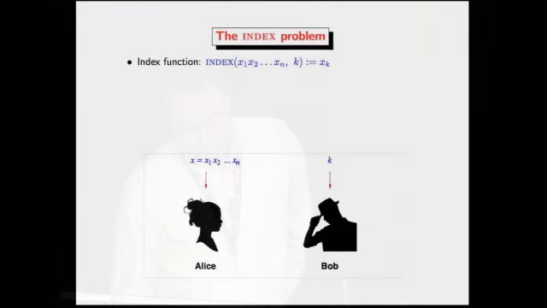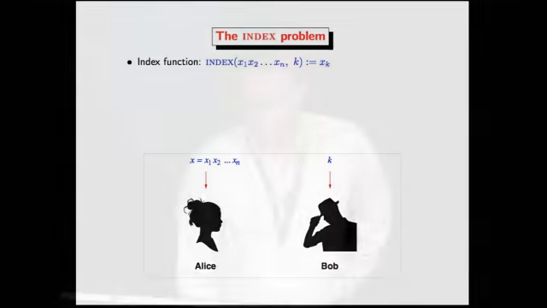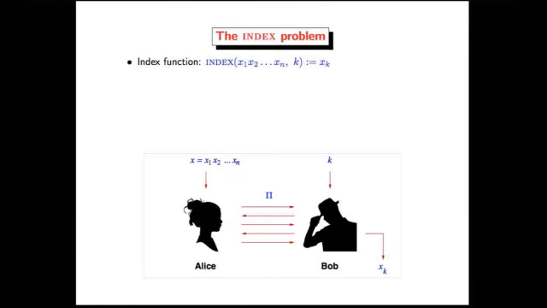Okay, so let's start by talking about index, possibly the simplest communication problem. Here we have two players. Alice has a string of n bits, and Bob has an index between 1 and n. They must talk to each other and compute the index function, which is the kth bit of Alice's string. The parties may use randomization, so the answer only needs to be correct with high probability.